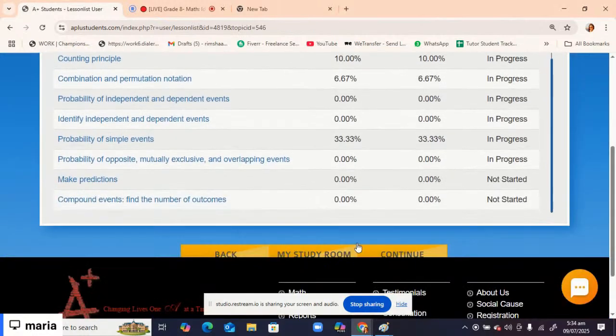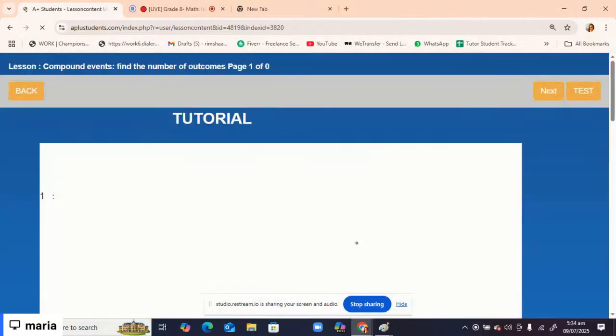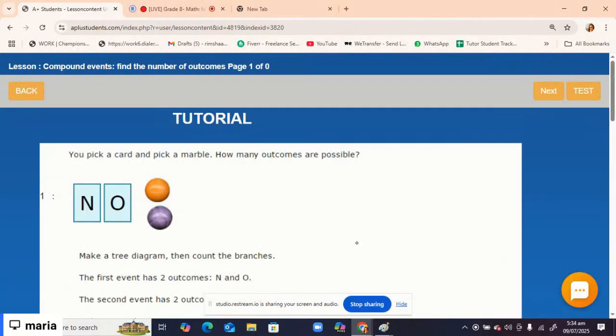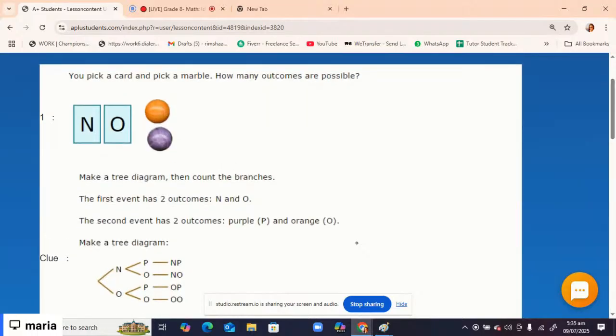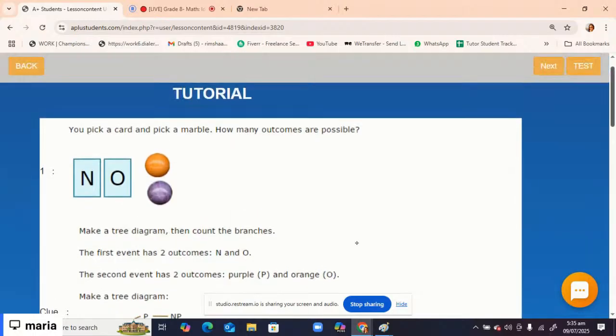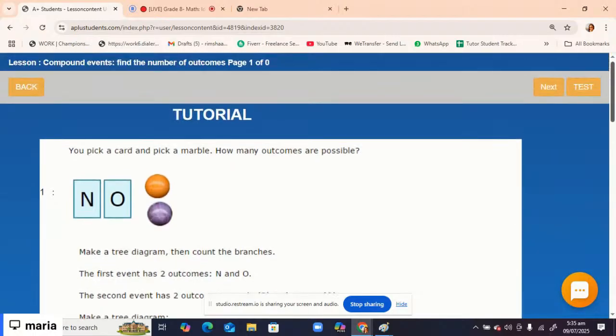So let's discuss the last lesson of the day, which is compound events. Find the number of outcomes. So what are compound events in probability? First of all, we can write this. What are compound events? Compound events basically involve the occurrence of two or more simple events.